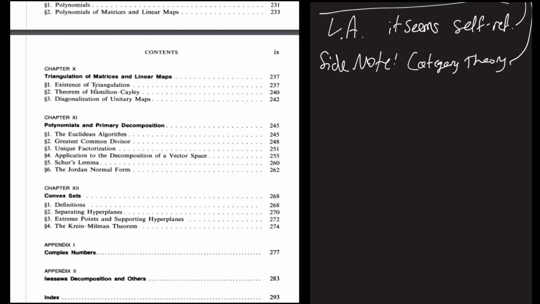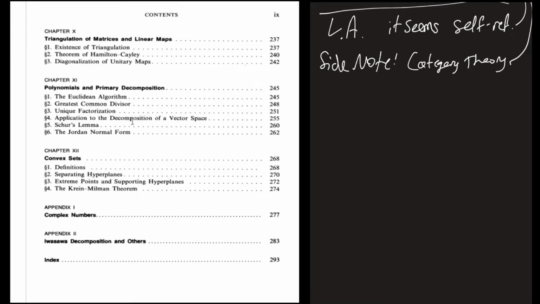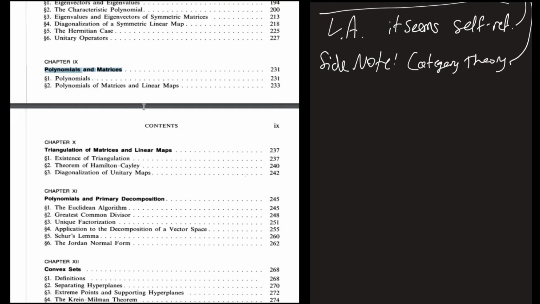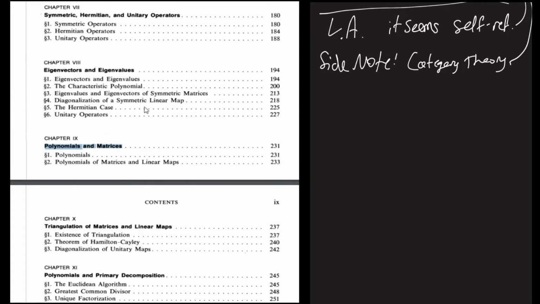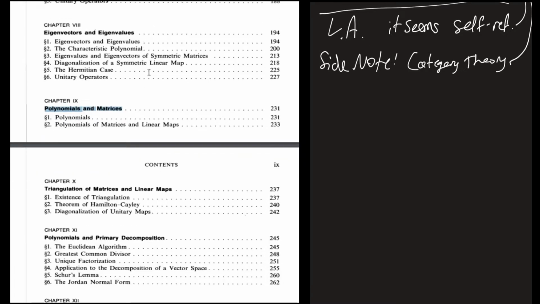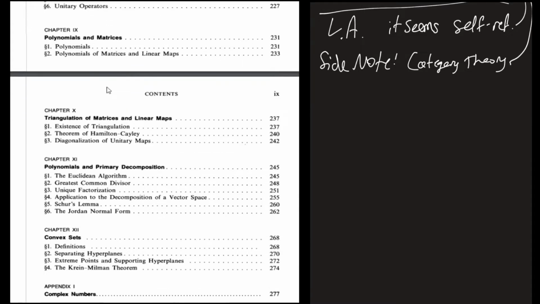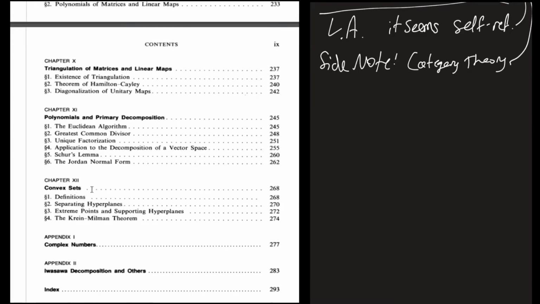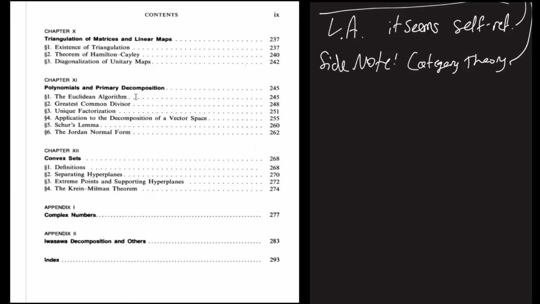Wow, there's a lot here. Triangulation of matrices and linear maps. Existence of triangulation. Cool. I think this is outside the scope of what I learned in linear algebra. So this is exciting. I think my linear algebra course went up to eigenvectors and eigenvalues. So beyond that, this is all going to be brand new to me. Exciting.